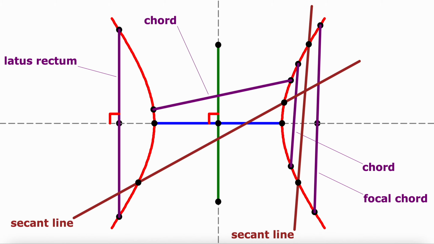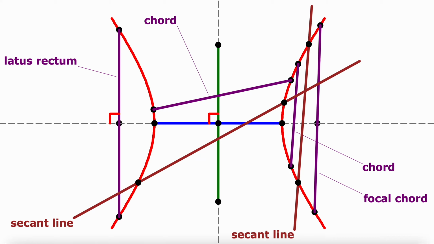A chord is a line segment whose endpoints lie on the hyperbola. Focal chords, the transverse axis, and the two latus recta of the hyperbola are special types of chords. In a hyperbola, some chords connect 2 points on the same branch of the hyperbola, whereas other chords connect 2 points on opposite branches. A hyperbola can have infinitely many chords.